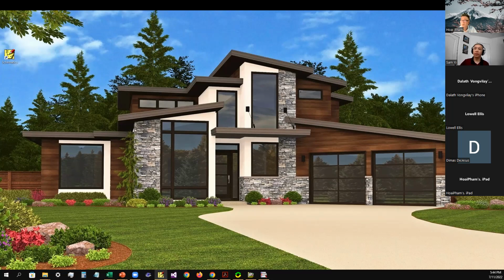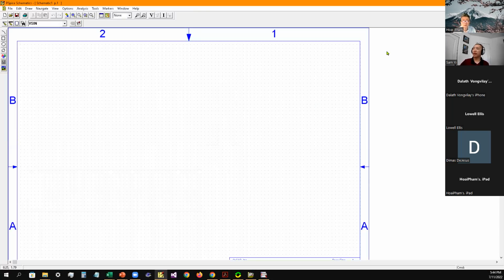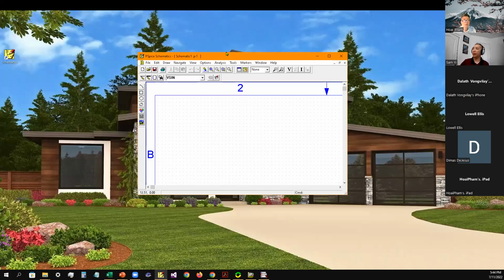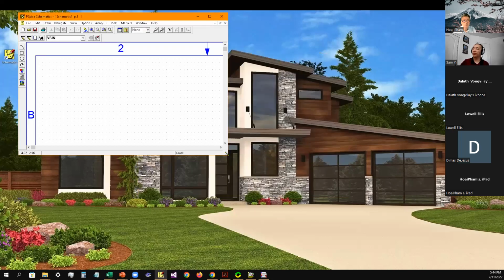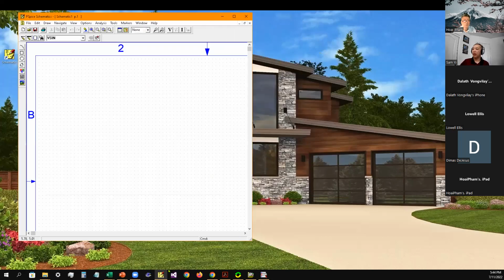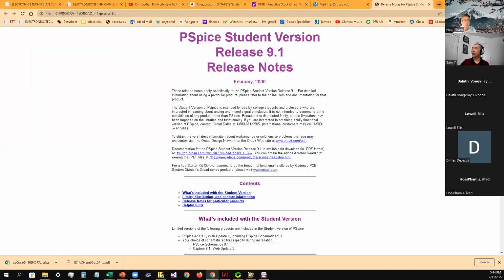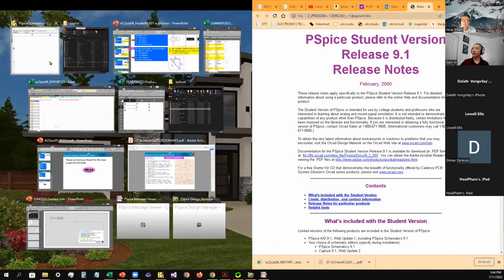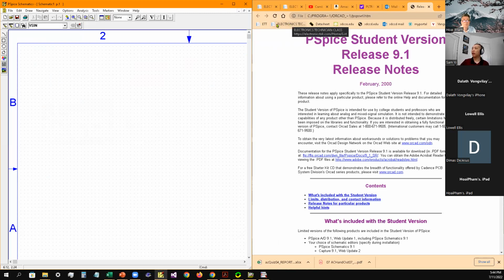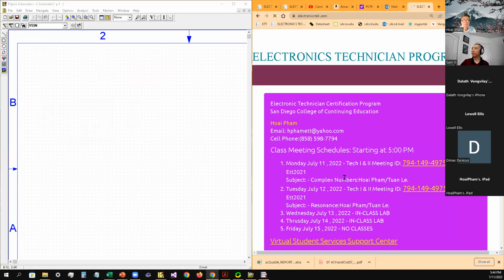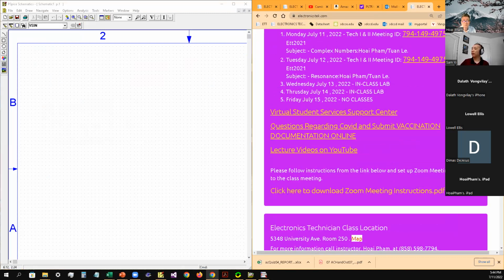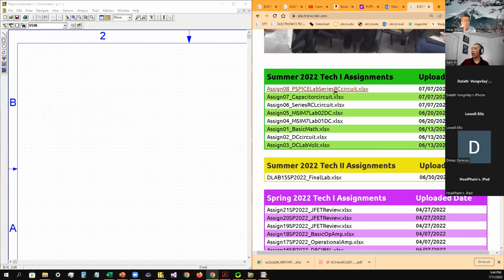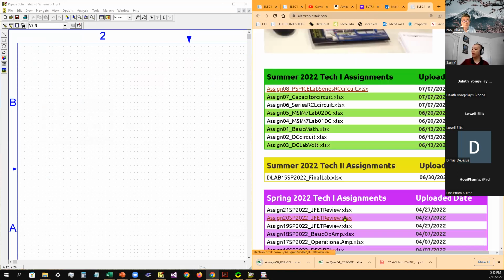Okay. So when you double click on it, that's where your PSpice would start running. So this is your workstation. Depending on your assignment, now what you want to do is go back into your website. Assignment number 8 would be this one right here.